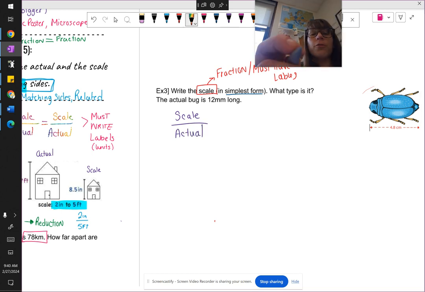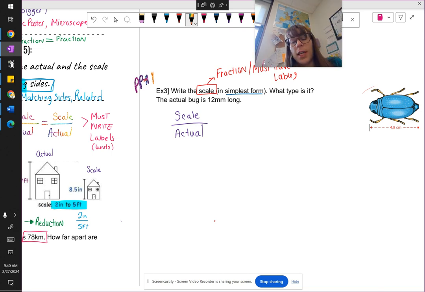And for those of you that like to keep track, this corresponds with practice problem number 1. You're going to be doing the same thing for practice problem number 1 with those 2 images that they give you, and then the rest of your practice problems are going to be like those other 2 examples.